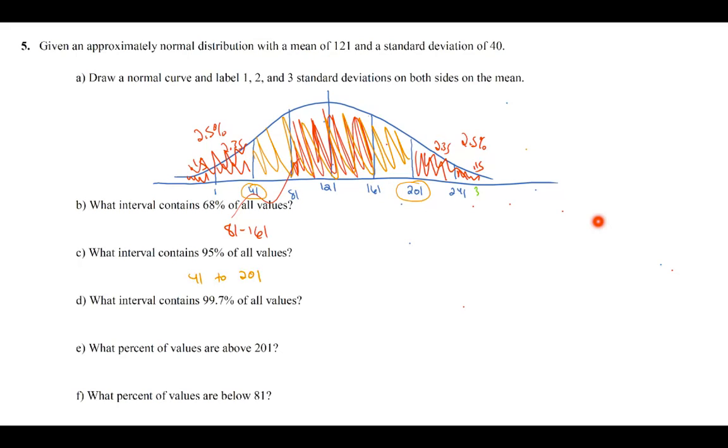The interval with 99.7%. Well, that's 3 standard deviations of the mean. Again, you could calculate it the same way, but that's going to be 1 to 241.